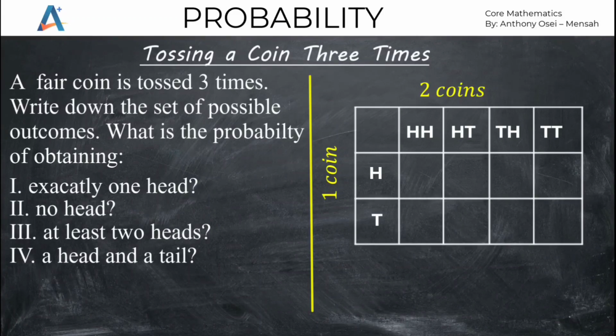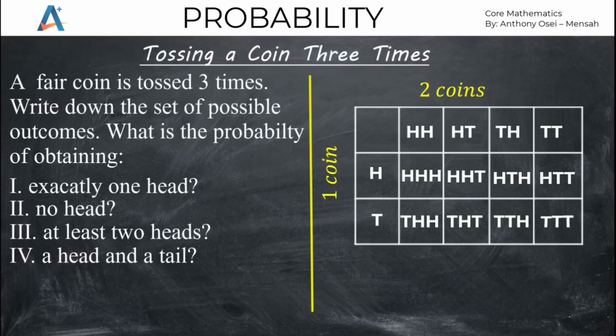So here we have head, head, head; head, head, tail; head, tail, head; head, tail, tail; tail, head, head; tail, head, tail; tail, tail, head; and then tail, tail, tail. So n(S) is eight. So there are eight different outcomes.